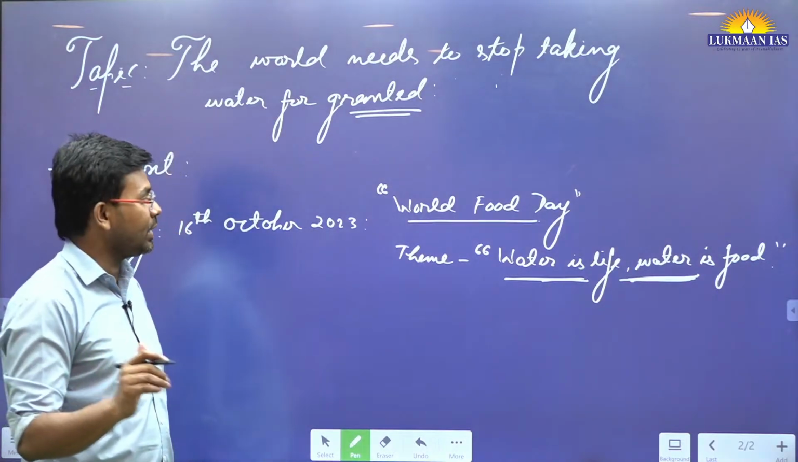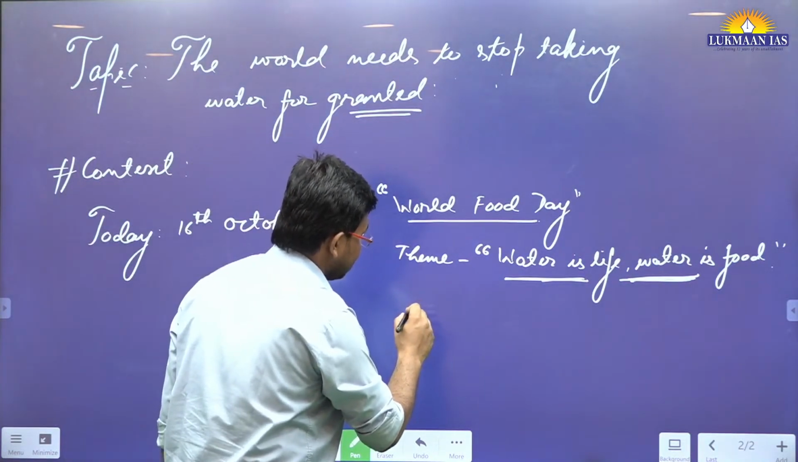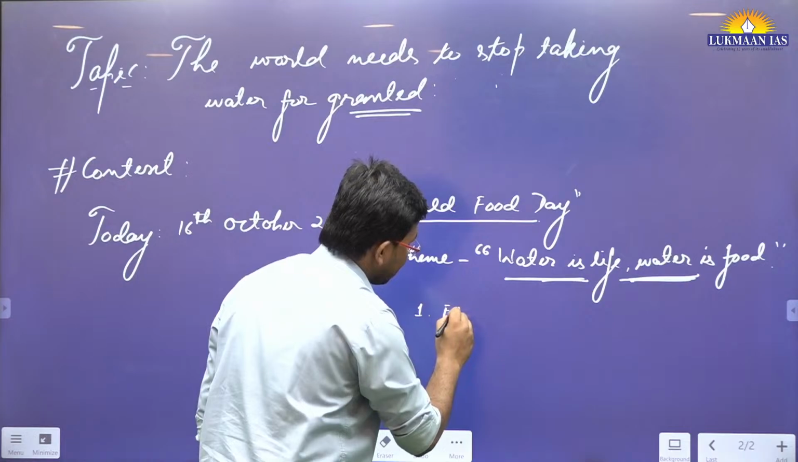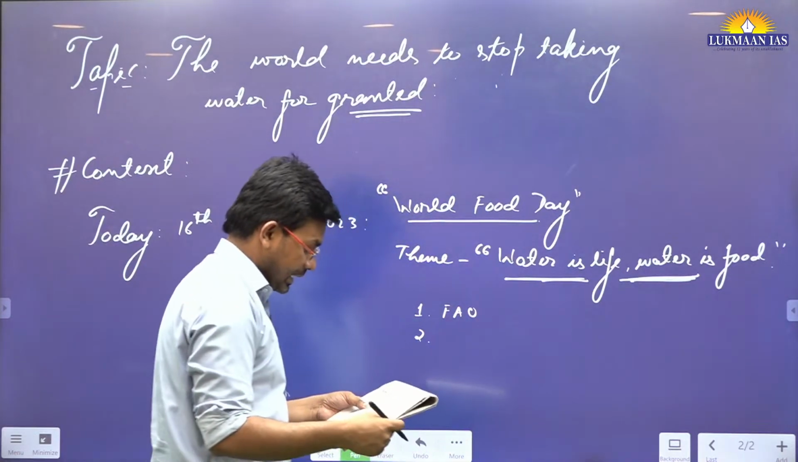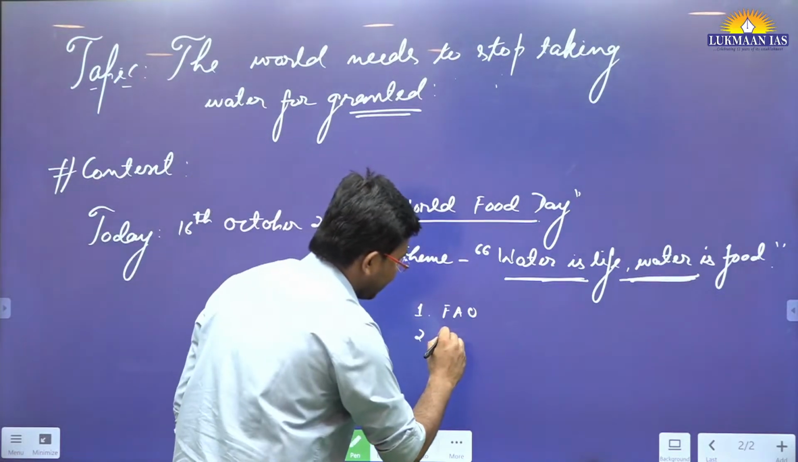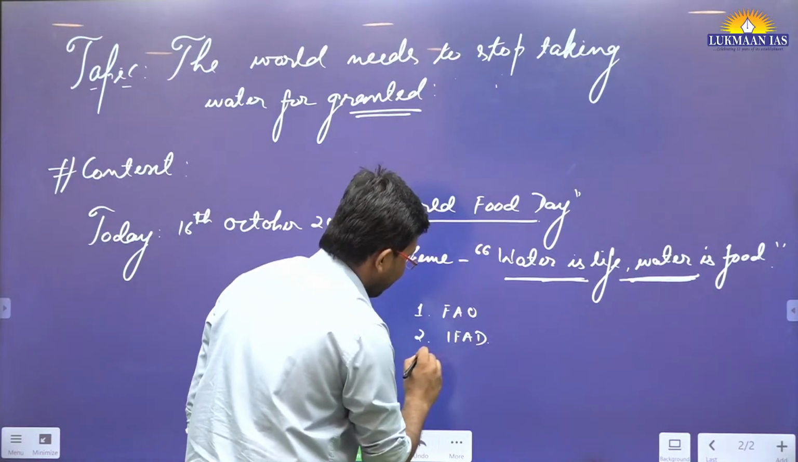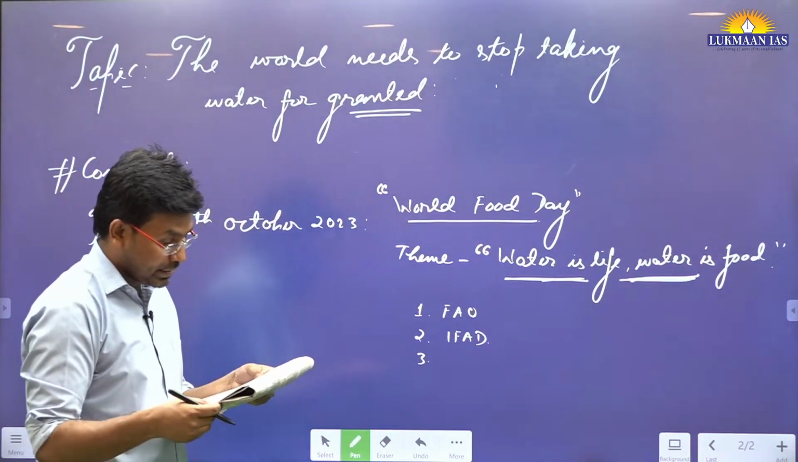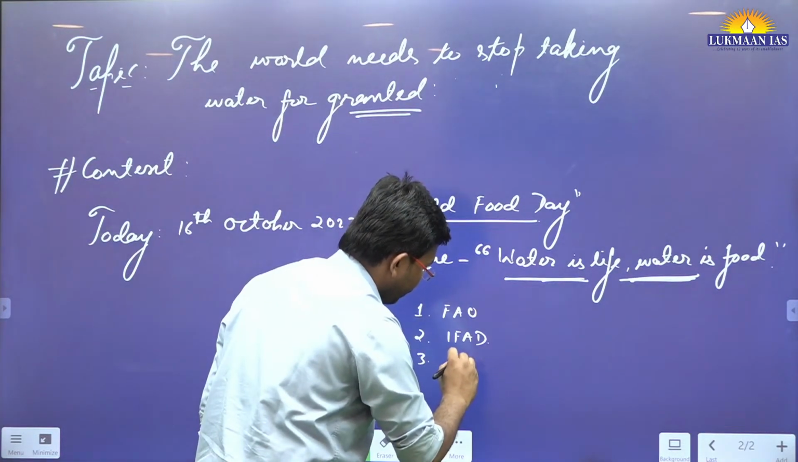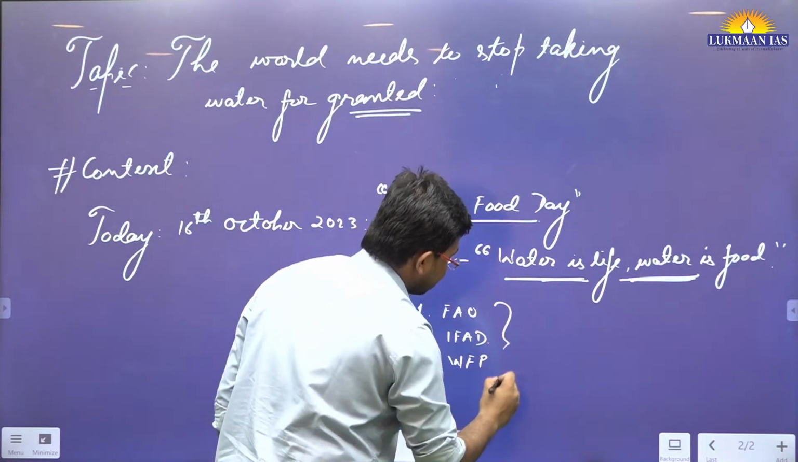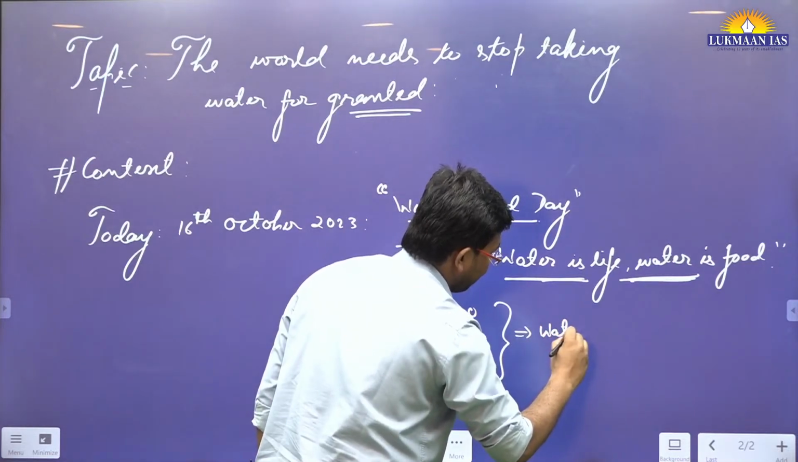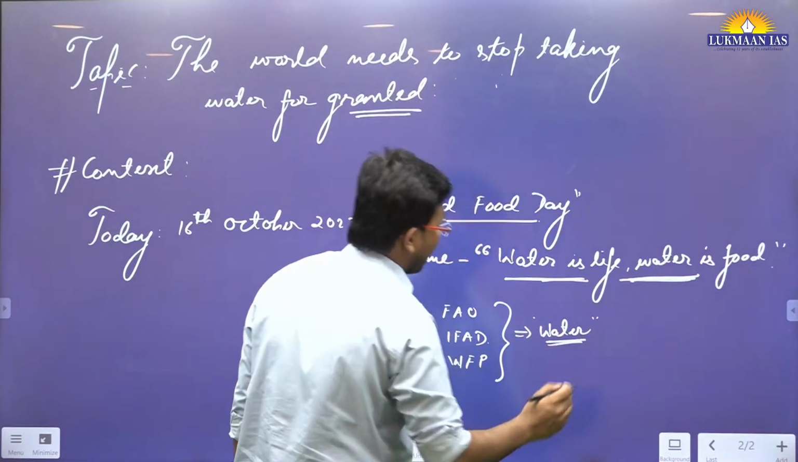So here they have talked about 3 organizations. These 3 are food organizations of the UN. One is the Food and Agriculture Organization. The second is the International Fund for Agriculture Development, IFAD. And the third is the United Nations World Food Programme, WFP. These are the 3 organizations. They have together put emphasis that water should be wisely utilized.